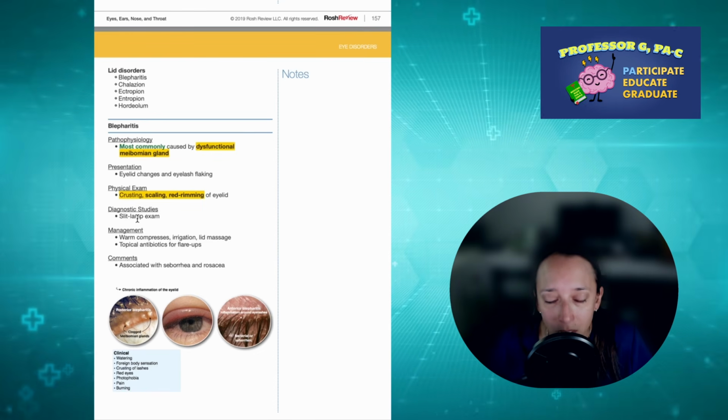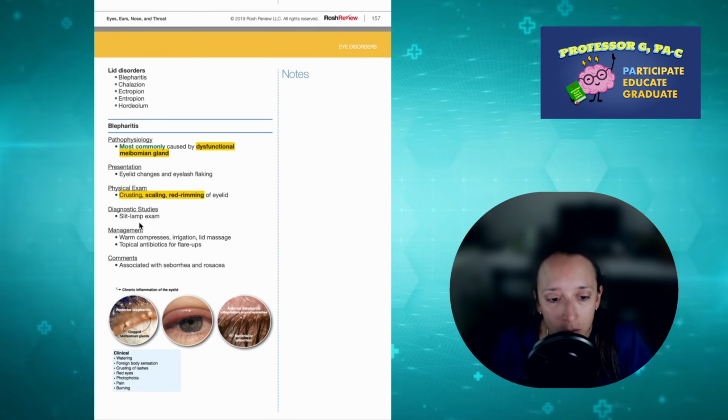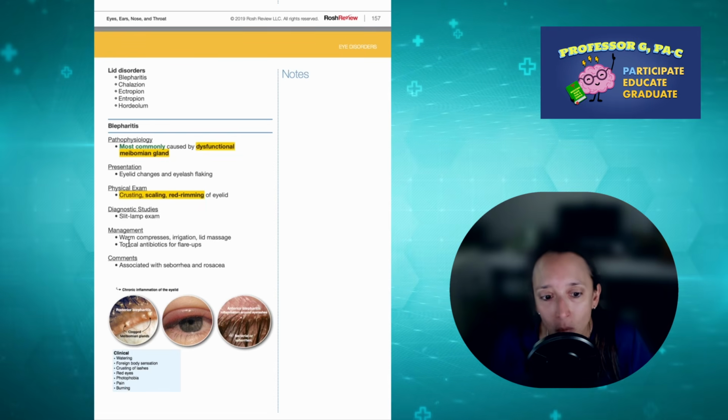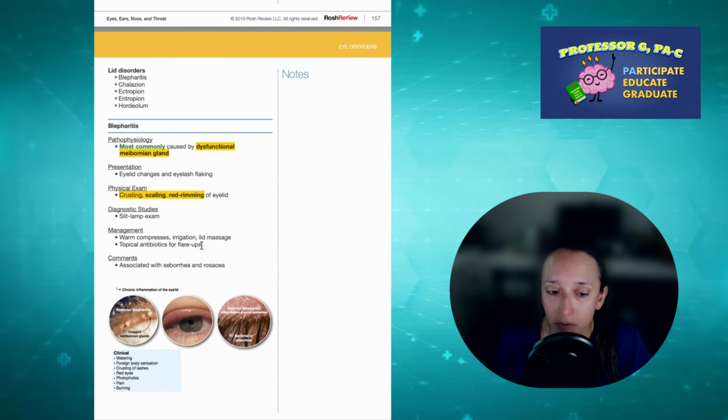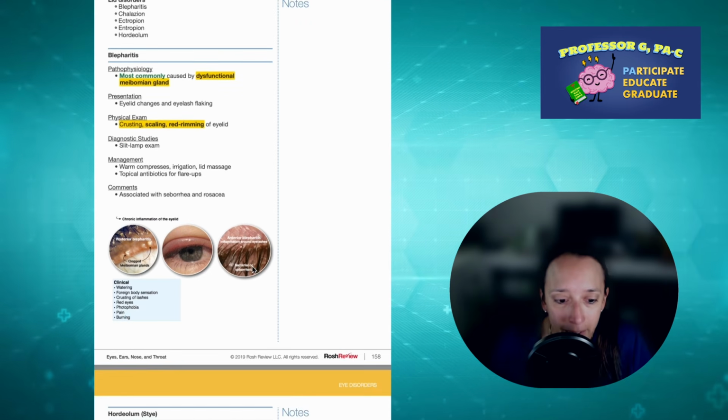Diagnostically, we're going to want to look with the slit lamp, make sure there's no mites, kind of look at those ducts. And management's going to be warm compresses with lid massage, and we'll want to use topical antibiotics for flare-ups. And then it's commonly associated with seborrhea or rosacea.